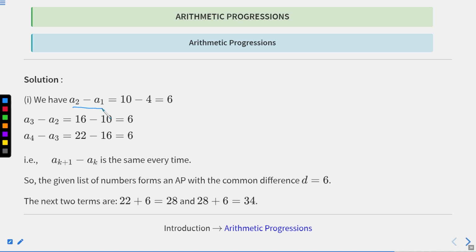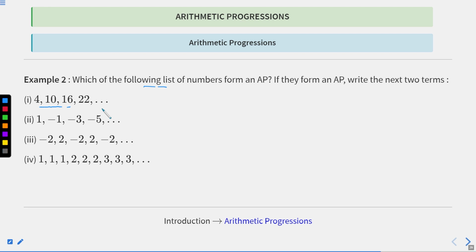Now let us see question number 2. Here we have this list of numbers: 1, minus 1, minus 3, minus 5, and dot dot dot. First we have to check whether this list of numbers forms an AP. So let us check.